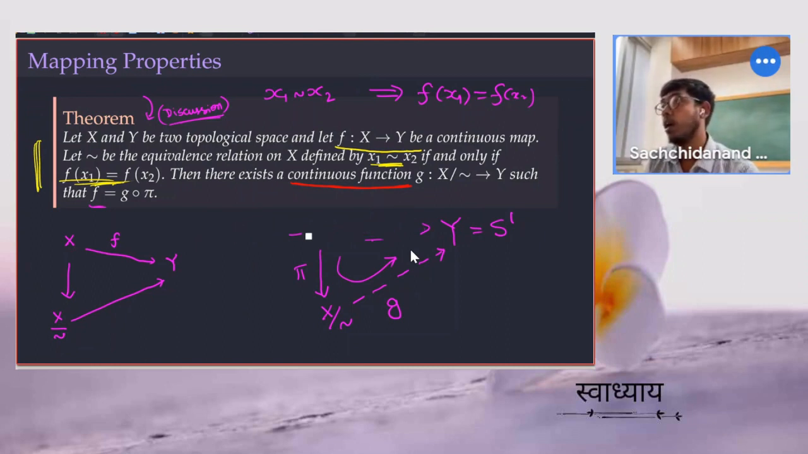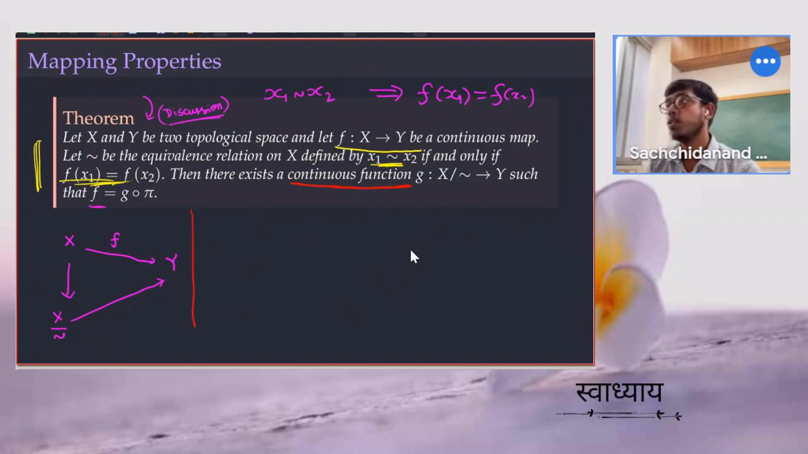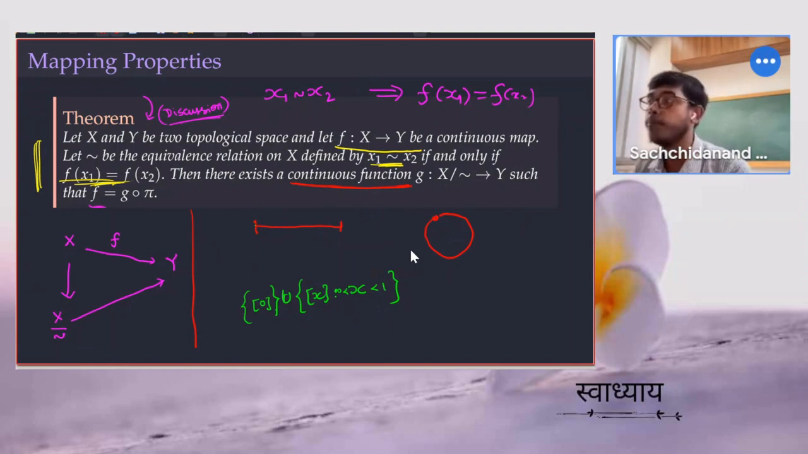So how do you define or how do you prove this? Let's go into that because that's important. Let's go to this example, and this is my equivalence relation. I'll write here the equivalence relations. So this set is 0 and this is one equivalence class, union the set of x such that x is greater than 0 and less than 1. These are the equivalence classes of this.